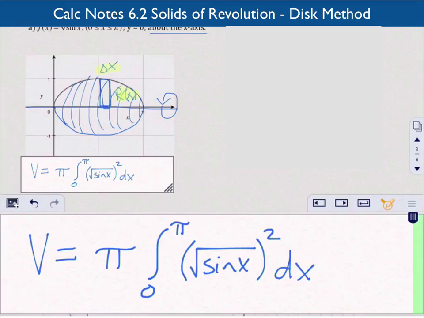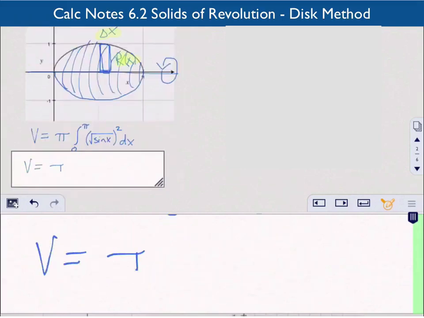And you could type this straight into your calculator, or we can clean it up a little bit. And you can see here the square root of sine x, squared, is just going to be sine x.